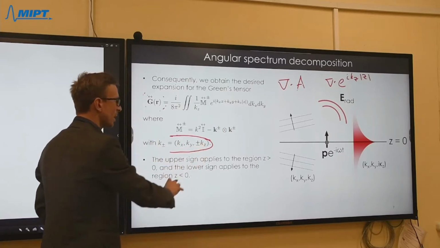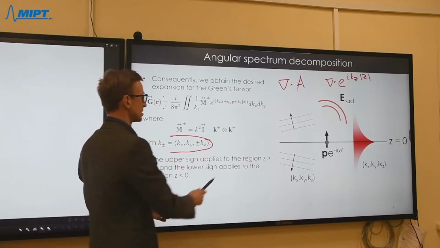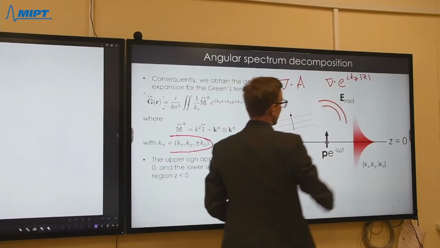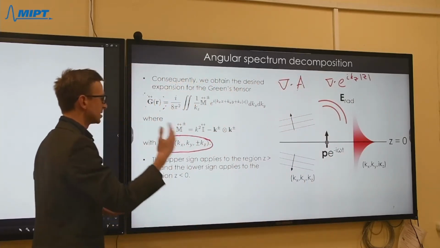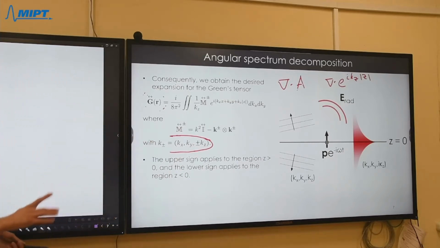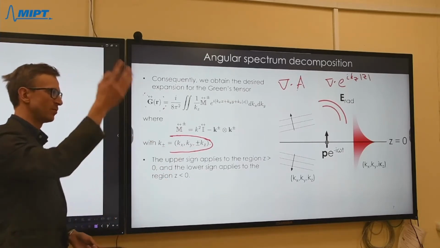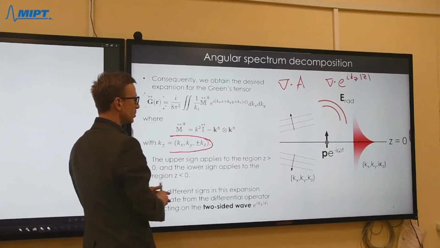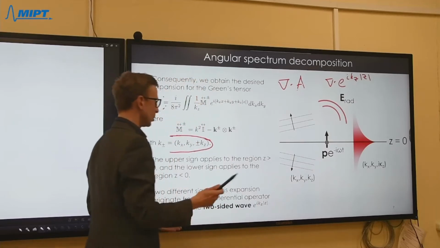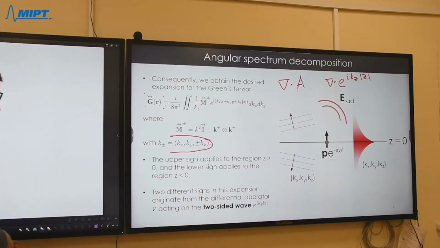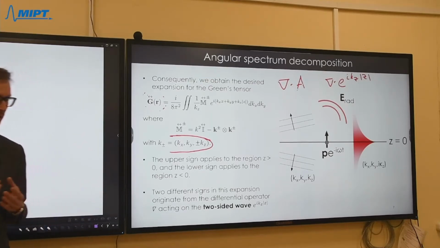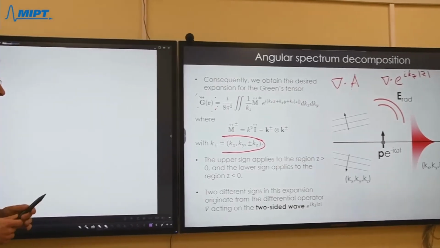The reason why plus and minus appear is because the nabla, the divergence, acts on the two-sided plane wave, which results in two different signs. So the upper sign in this expansion and in the following expansions applies to the upper region, and the lower sign applies to the lower region. That's simple. Okay, so this in principle answers the question of expansion of the Green's tensor into plane waves.